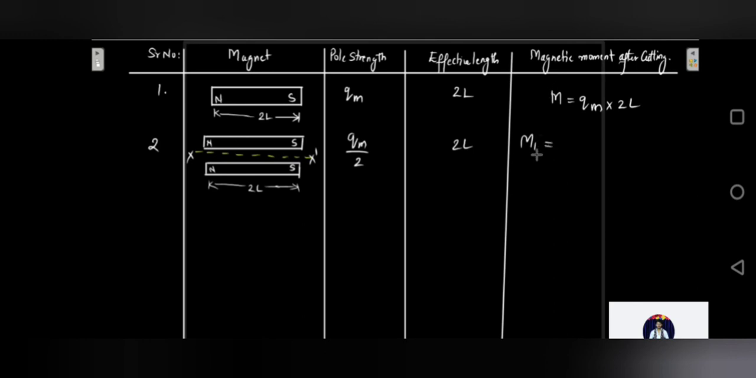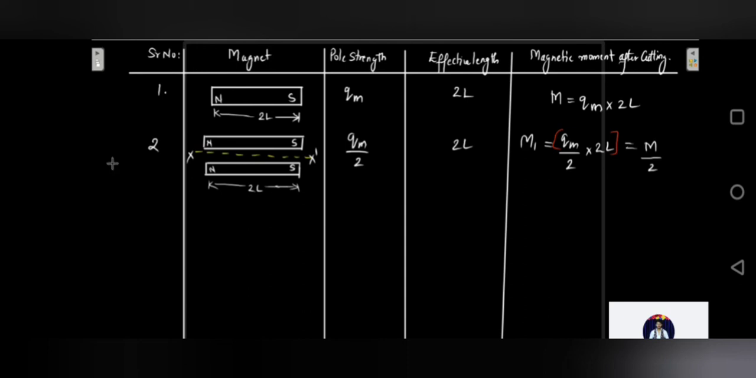I'm going to give you all the magnetic moments in terms of this m. So new magnetic moment, let's say m1, will be what? The pole strength is qm upon 2 multiplied by the length, that is 2l. So if you see that qm into 2l, this part is nothing but m, so I'll put it as m over here, divided by 2. So if you saw, the magnetic dipole moment became half when you cut the magnet along x-axis, x dash, when you bisected it along x-axis.